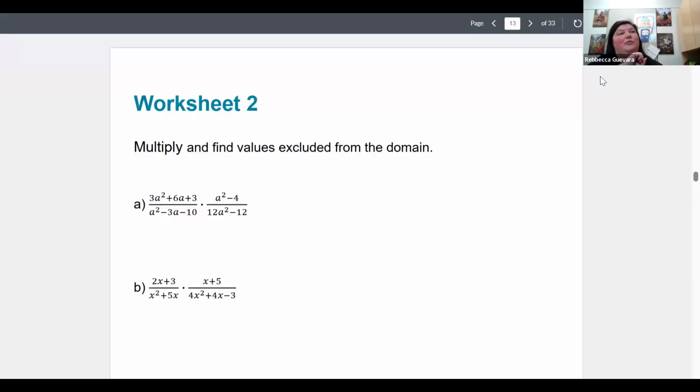Take a moment and simplify both of these. So remember to factor them. Once you factor, before you start eliminating factors, that's when you want to look for values to exclude from the domain.